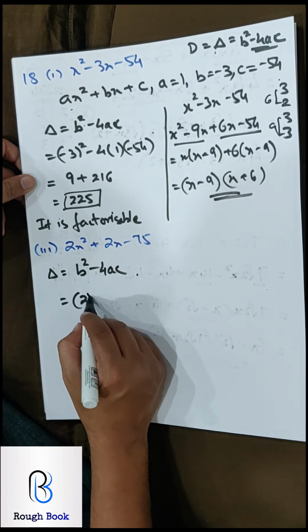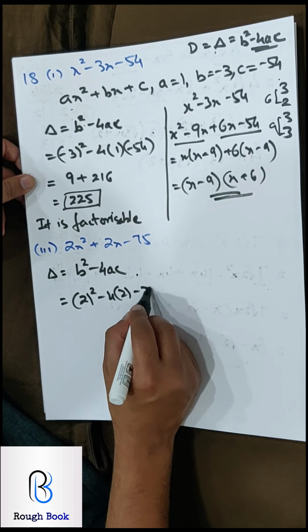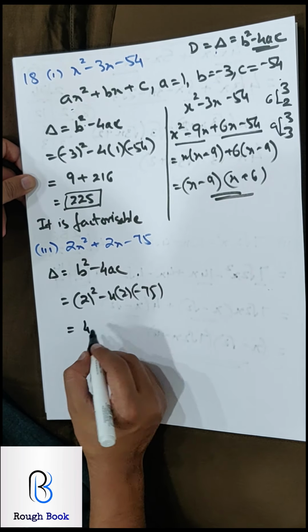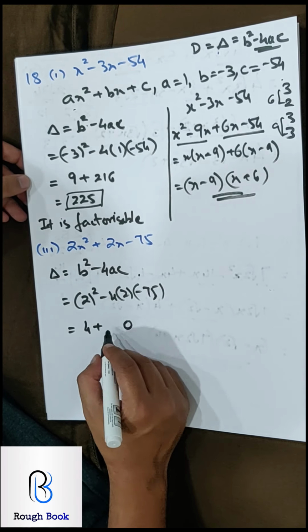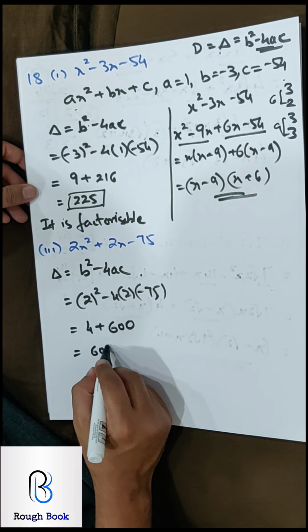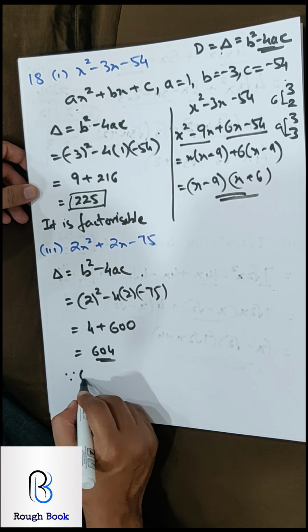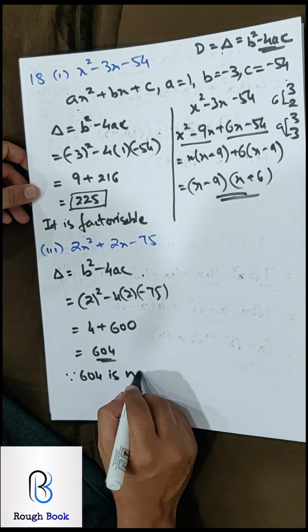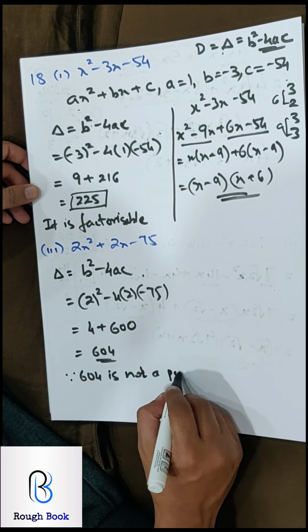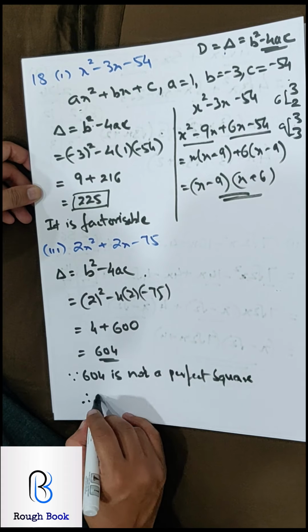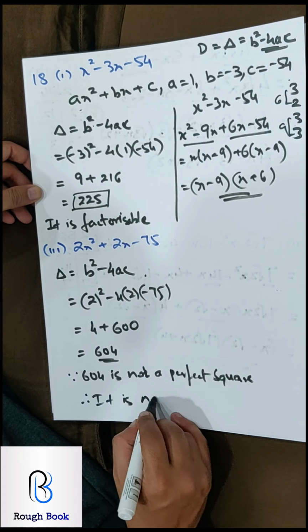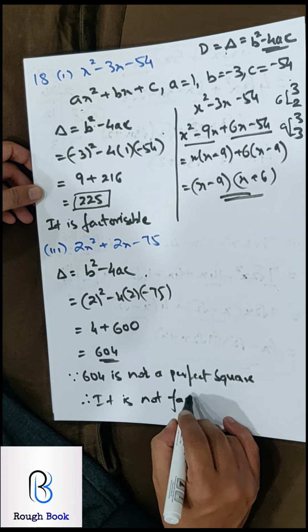So b square is the second term, 4 into a into c. So I get 4 minus minus plus, 4 2s are 8, 8 5s are 40, 600. So 604. So you say since 604 is not a perfect square, therefore it is not factorizable.